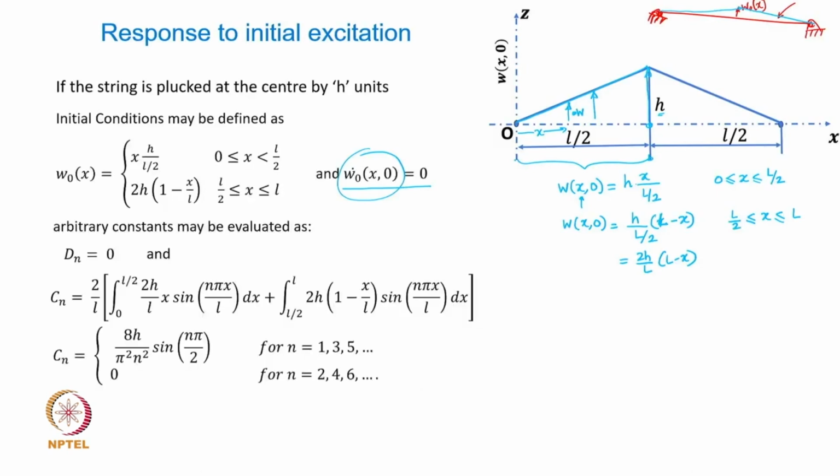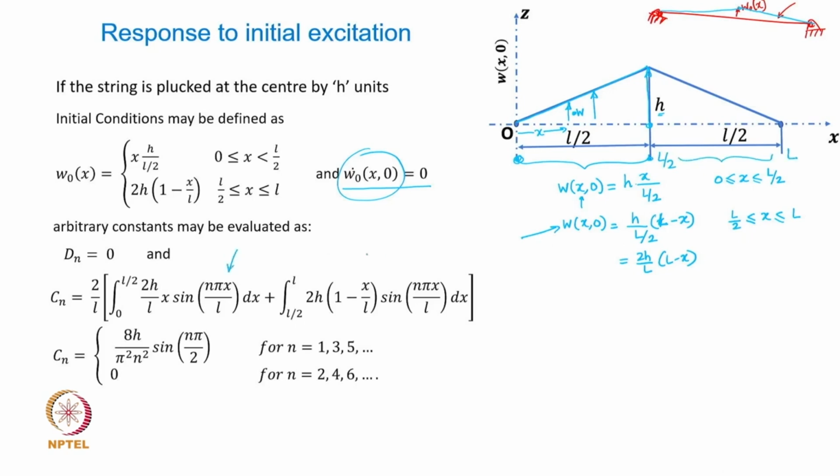It is quite possible that when you try to integrate the expression for the Cn, it will be in two parts. One, when x is going to change from 0 to L by 2, and then the second expression, which is this, is going to apply from L by 2 to capital L, obviously.